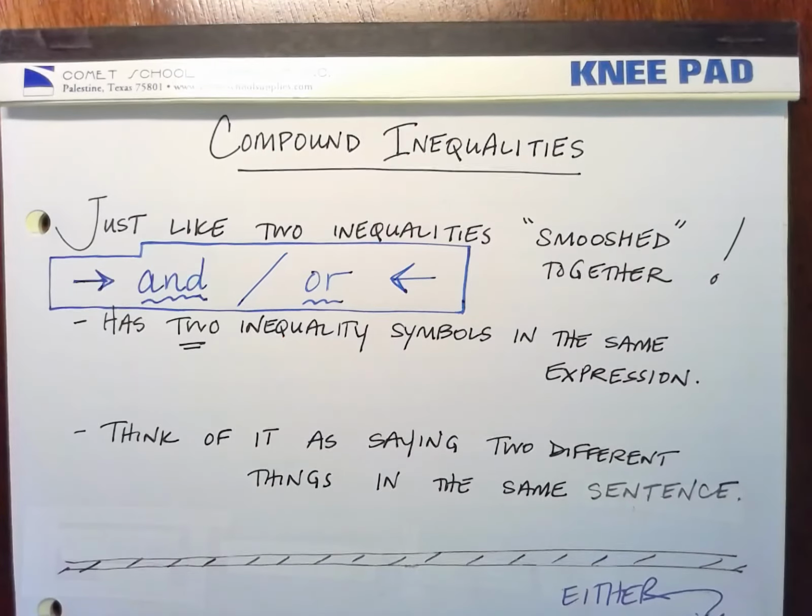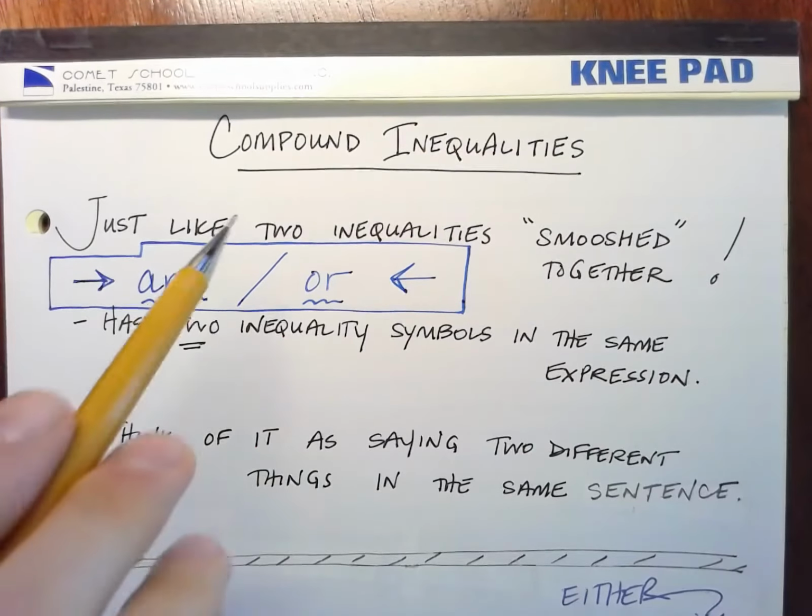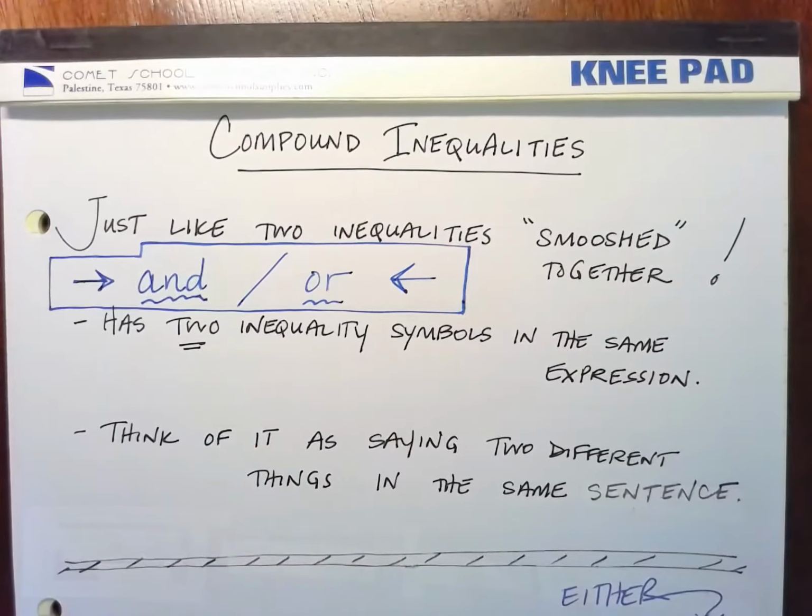Now that we have learned about inequalities and how to solve them, we're going to take this one step further and look at what is called a compound inequality. You can think of this just like two inequalities that are smushed together. There are two versions of this. You can have "and" or "or", and we're going to look at that in just a minute.